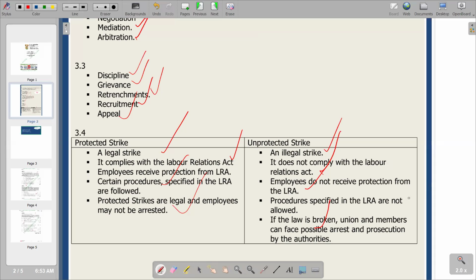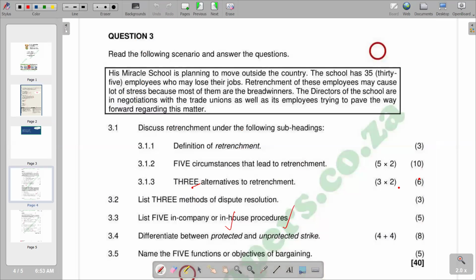On this point, it reads procedures specified in the Labor Relations Act are not allowed, which means, remember, we are saying an unprotected strike is going the illegal way. So obviously, whatever is stated in the Labor Relations Act won't be followed under the unprotected strike. So that's why we have procedures specified in the Labor Relations Act are not allowed. We'll move on to the next part of our question, which is now going to be 3.5, the last question.